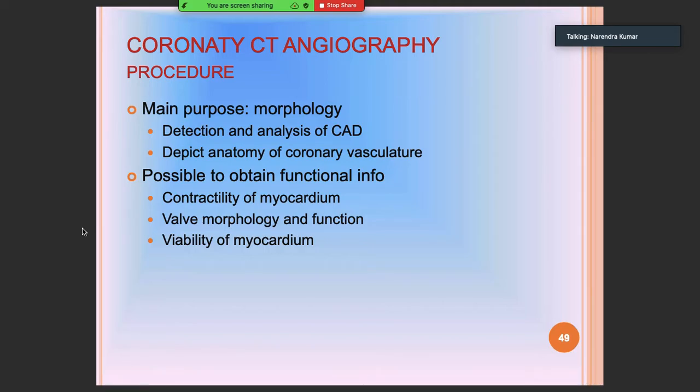So procedure wise, as I had already said, we are trying to not just see a detection but also analyze the coronary artery disease. We are also interested in depicting the anatomy of the coronary vasculature. And only then can we comment about the contractility of the myocardium, the valve morphology and function, and finally also about the viability.